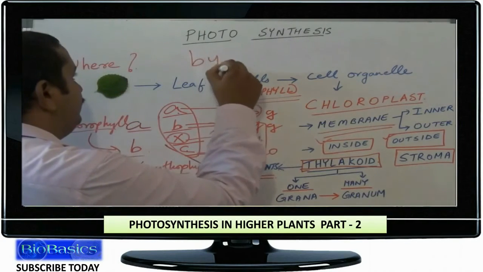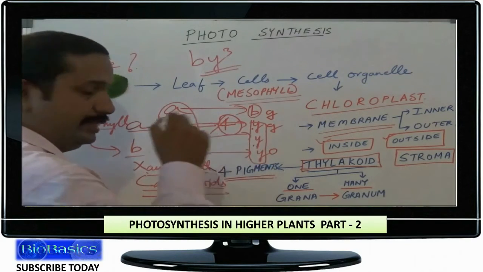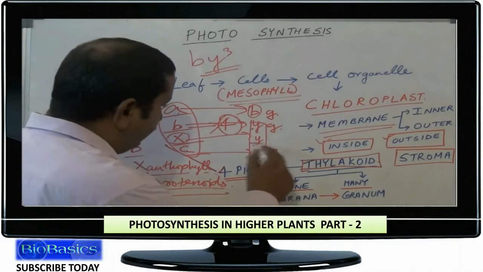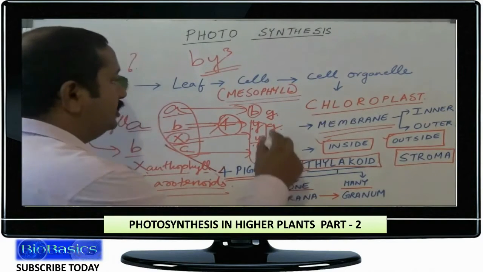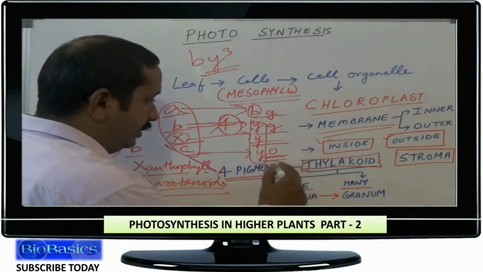So it is something like BY cube. Okay, so put a B, Y, Y, Y. This is how you remember. And then put GG for the first, leave the third and then write it over here. So it is blue green, yellow and yellow orange.